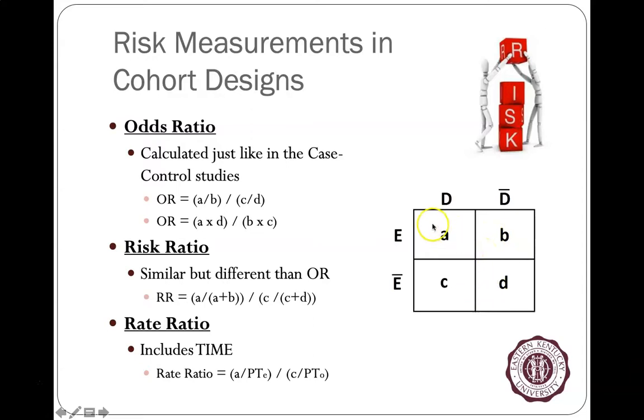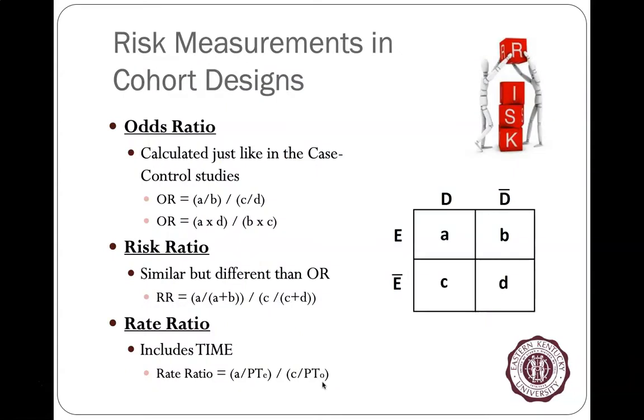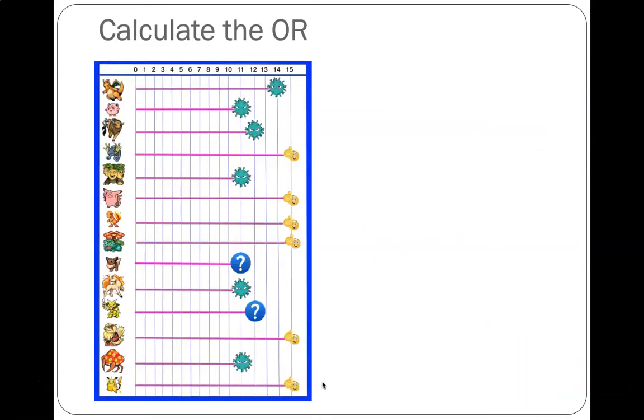The rate ratio has nothing to do with this 2x2 table. The rate ratio is the number of cases over the total person time exposed, divided by the number of cases over the person time among the unexposed. That 0 is kind of the E0, the unexposed. We're going to go through a practical example, and with cohort studies, again, we can do all three. We can do odds ratios, risk ratios, and rate ratios.